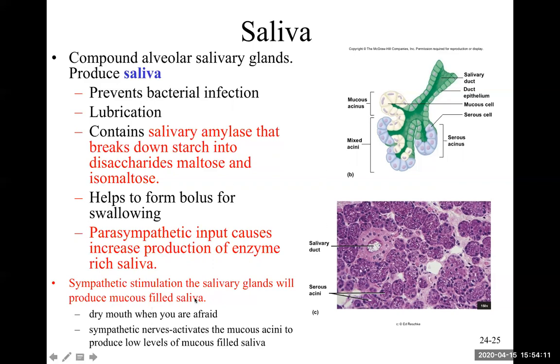Sympathetic stimulation, when you're not eating, will produce mucus-rich saliva. When you're not eating, there's more sympathetic. There's always that balance between parasympathetic and sympathetic. When you're eating, more parasympathetic. When you're exercising, more sympathetic. And what happens under sympathetic stimulation is that you don't want to waste those enzymes. So instead of producing enzyme-rich saliva, you're going to produce mucousy saliva.